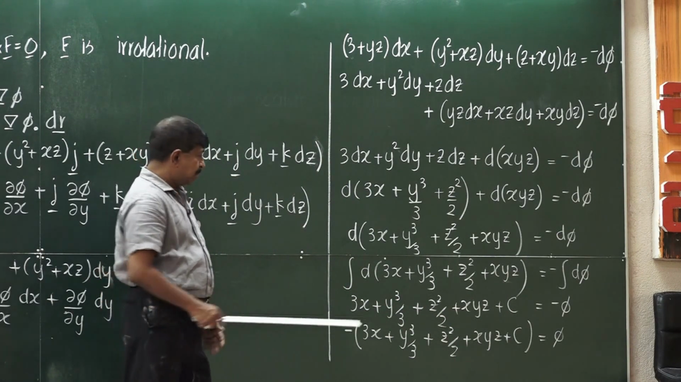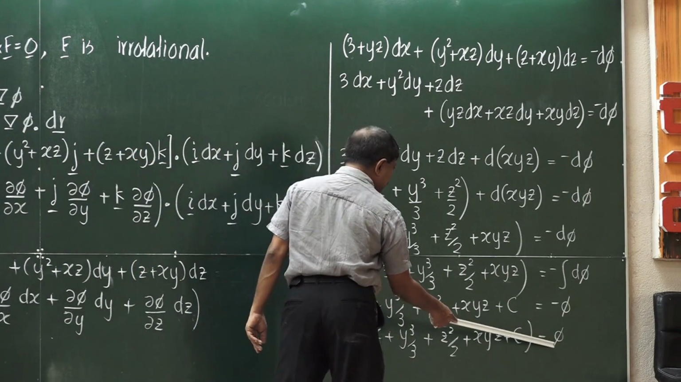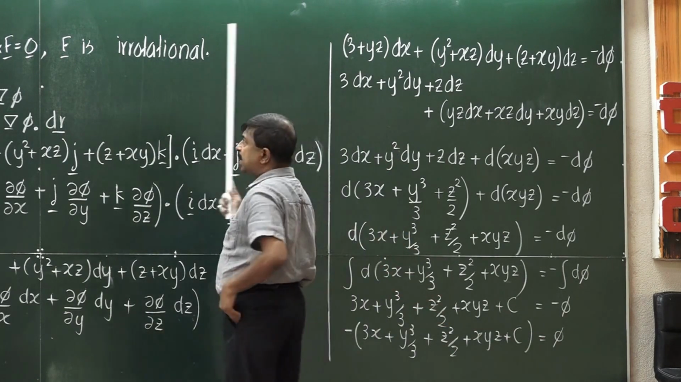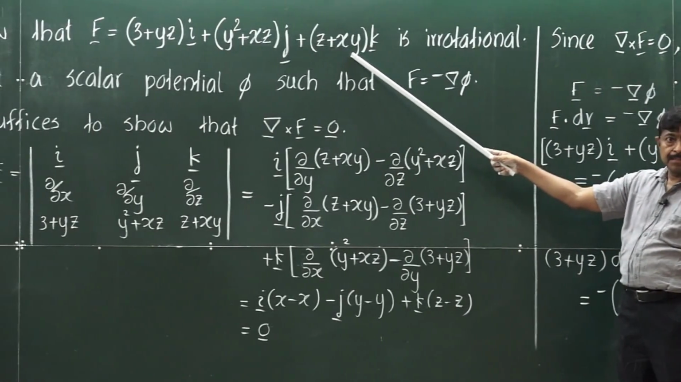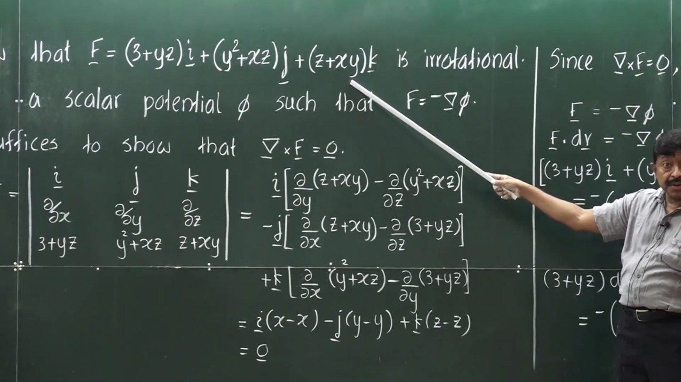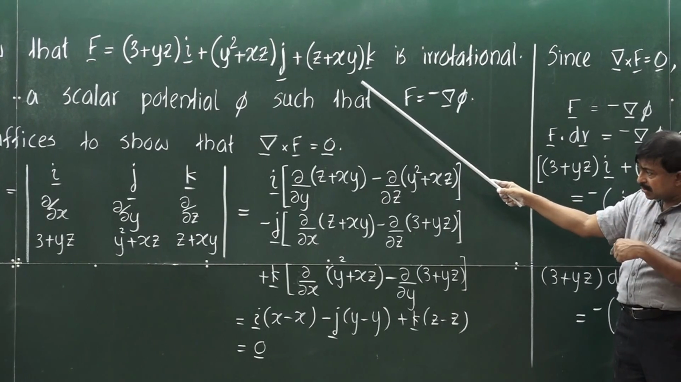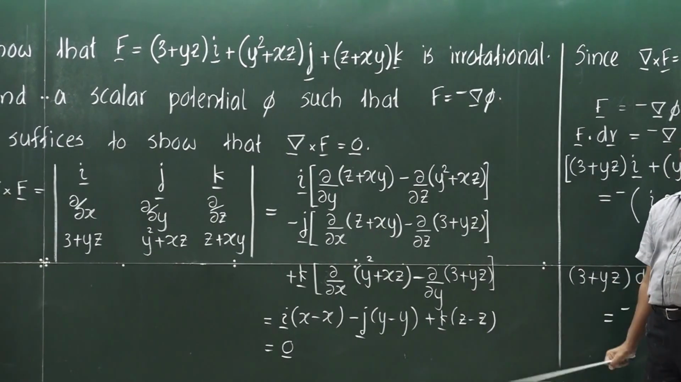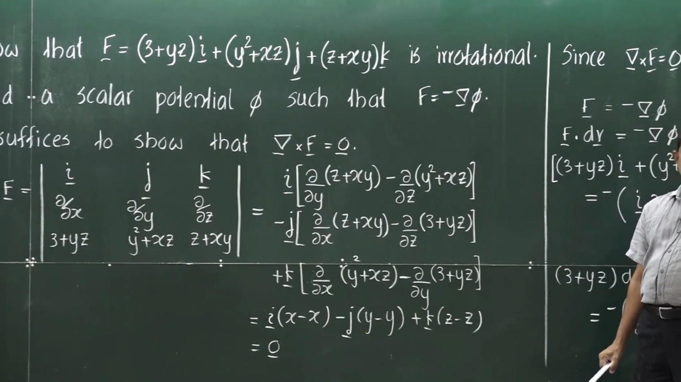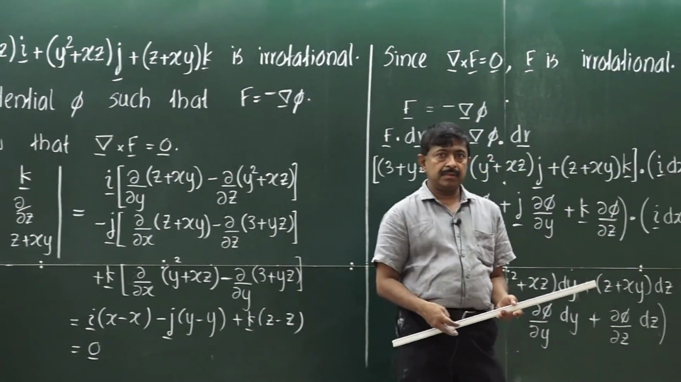In fact, this is the scalar potential function attached to the vector field f given by this one. That is the physical significance of this function. And this is the easiest way of determining or finding the scalar potential phi. Okay. Thank you.